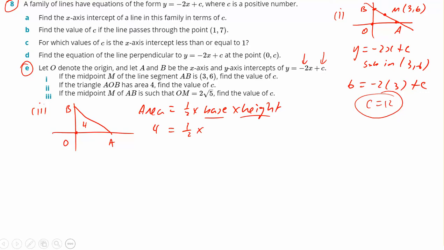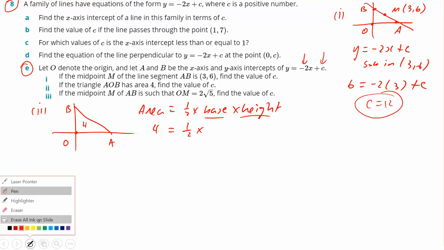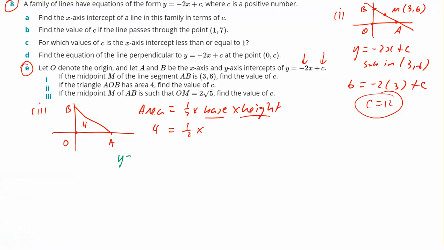Because we have an equation of y equals negative 2x plus c, right? So to get my value of A, all I need to do is find the x-intercept. So we know at the x-intercept, y is 0. So I want to solve for c. Okay, so x-intercept, y equals 0. Not c, x. I want to solve for x.